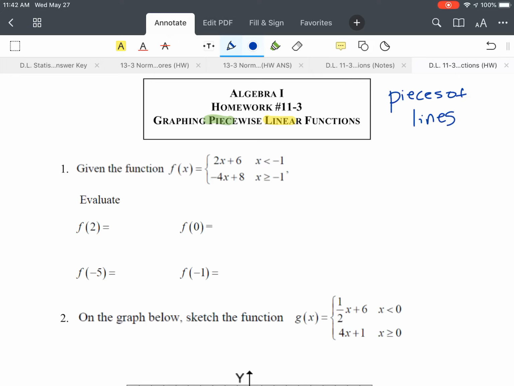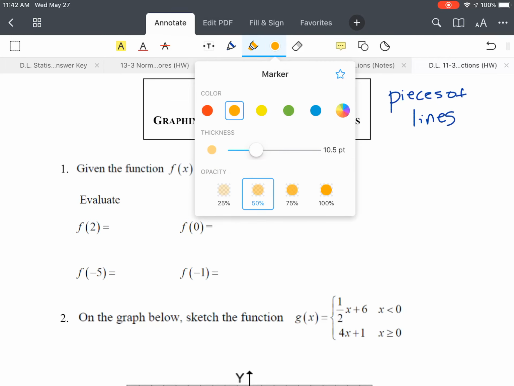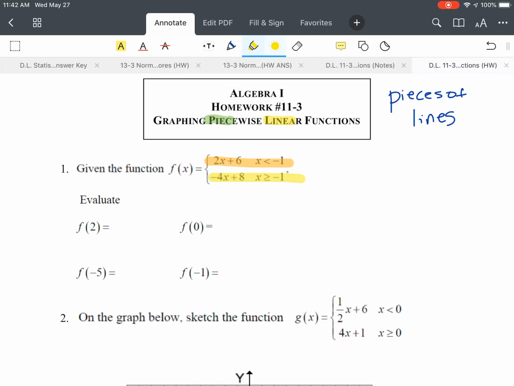So let's take a look at this first one. So you have a piecewise linear function. What that means is you have 2 different lines that we're going to be graphing. The first line that I highlighted in orange is 2x plus 6. And we're going to graph that line when x is less than -1. We get that from the part I just circled. So when x is less than -1.